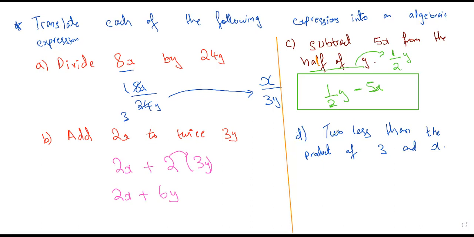Okay. So it is 2 less than the product of 3 and x. If we break this question, it basically has the product of 3 and x, that would be 3x, and 2 less than the product of 3 and x. So it would simply be 3x minus 2, right? Did you understand this, both of you? Yes. Okay. All right. Let's talk about some more.